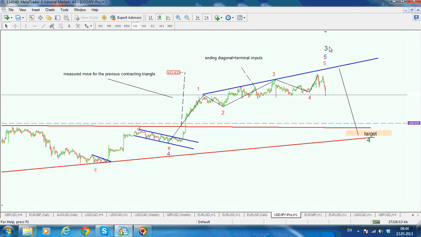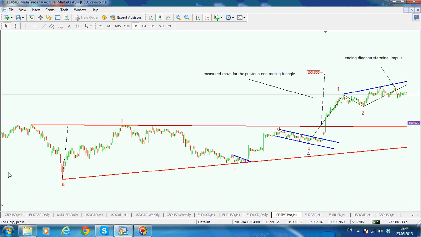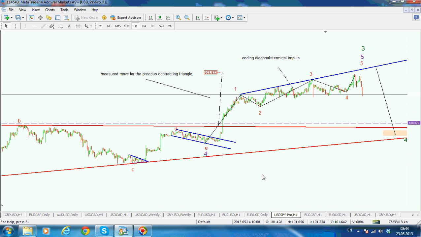And I'm looking now for a fourth wave to the downside, and the target normally should be at least this 100 level. Why this 100 level? Because of this contracting triangle that we had previously, and the price hesitated on the 100 level, and then broke into the upside. Now, after this break into the upside with the ending diagonal fifth wave, five waves of a smaller degree completed only 3 waves of a higher degree.